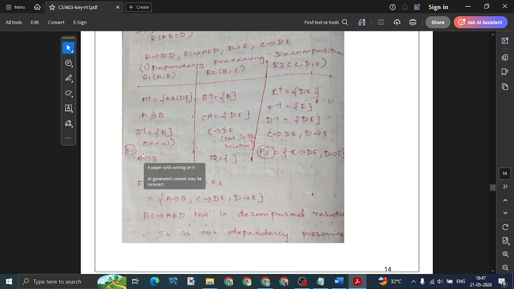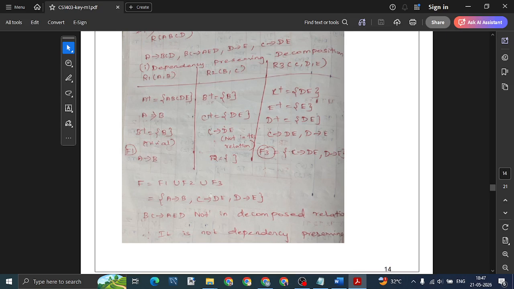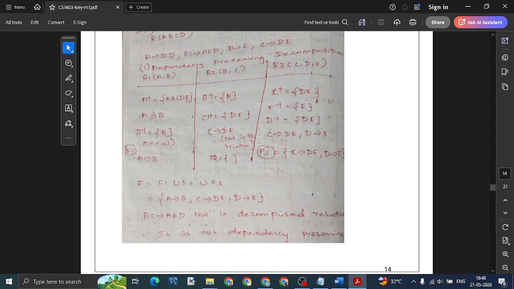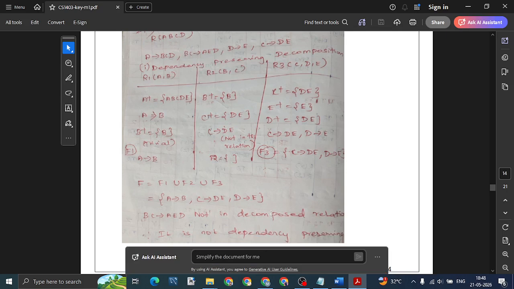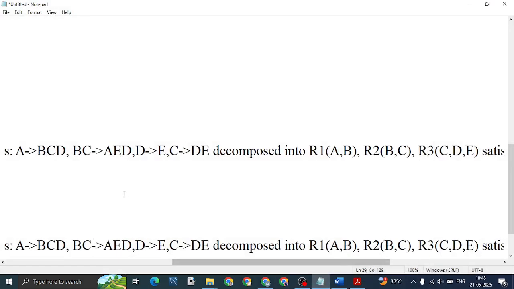Now look, I am going to write all this. A implies B, followed by the null, followed by C implies DE, and D implies C. But here we are going to compare this with this. By means of knowing the value of A, I can derive B. Then C and D, that is not included in this fact. So look at this, BC implies AED is not in my decomposed relation, so it is not a dependency preserving one, right?